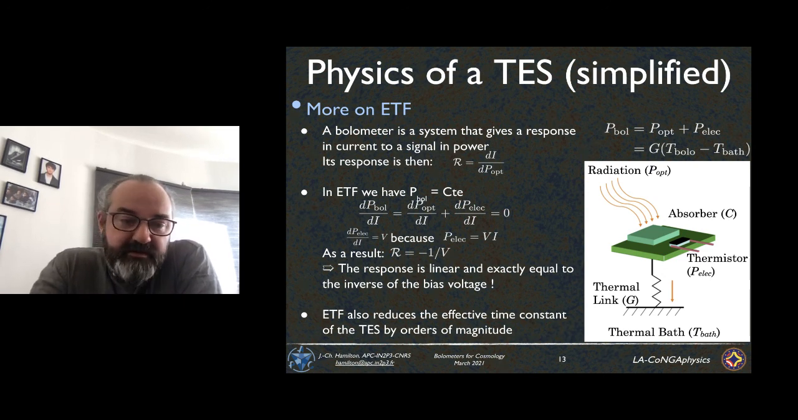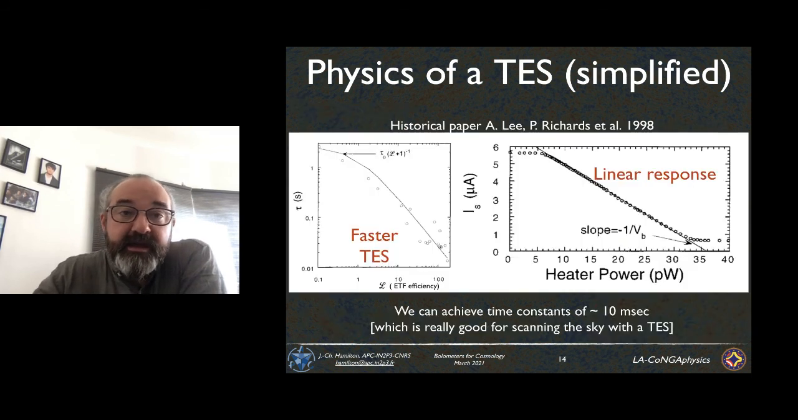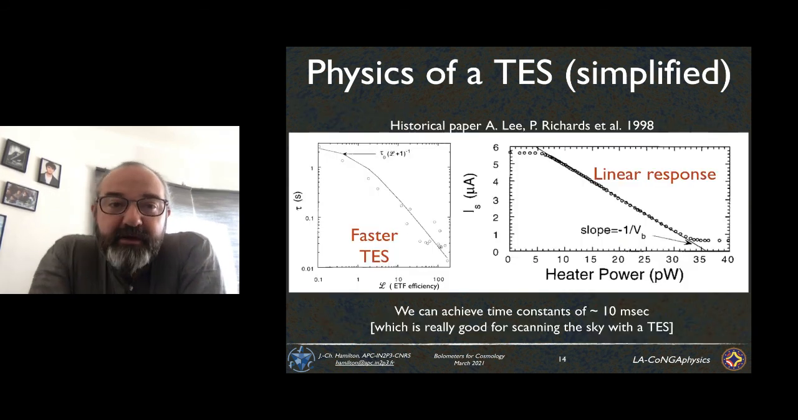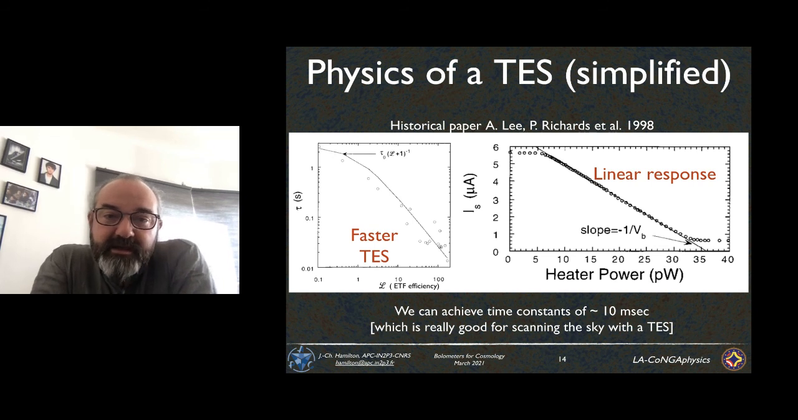One other property that we could discuss, but we will not do the calculation, it's more complicated, is that the electrothermal feedback will reduce the effective time constant of the bolometer by orders of magnitude, so that the bolometer becomes a very fast detector. So this is found in a historical paper by Adrian Lee and Paul Richards back in 1998.